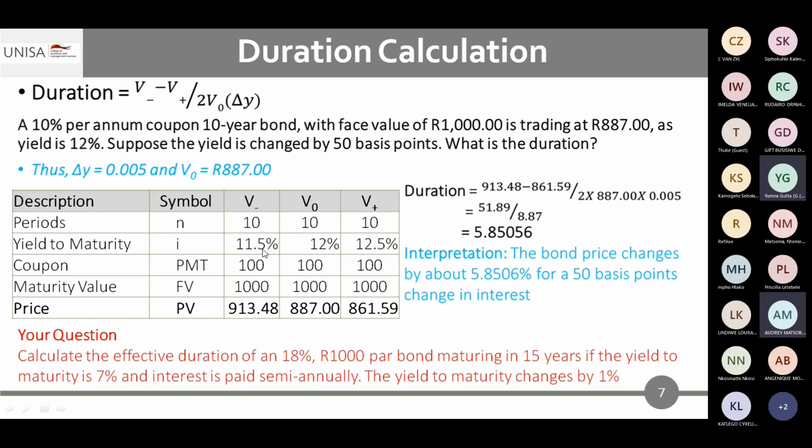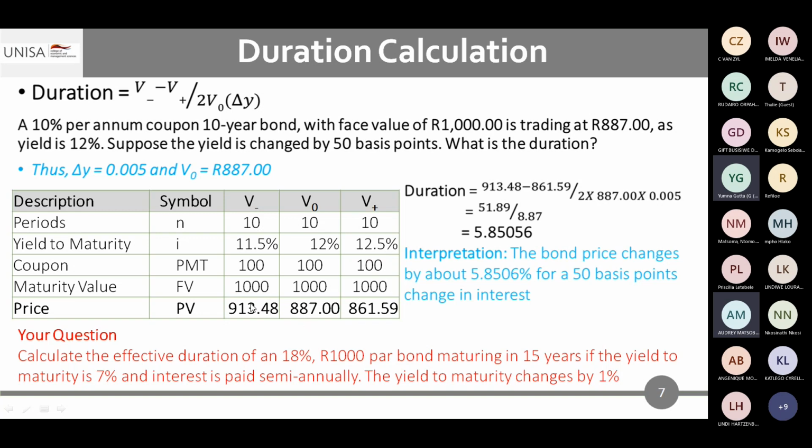So now the yield to maturity was given at 12%. Now, if we subtract 0.5%, we get 11.5%. If we add 0.5%, we get 12.5%, right? Our coupon remains the same. Our maturity value remains the same. Our V was given to us.